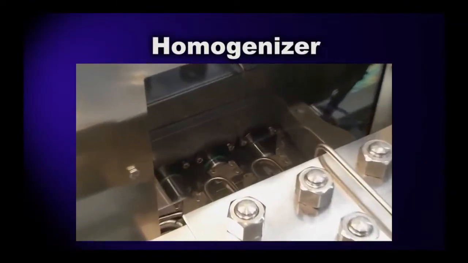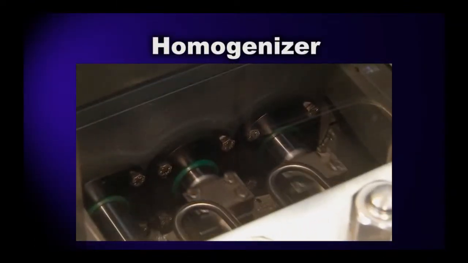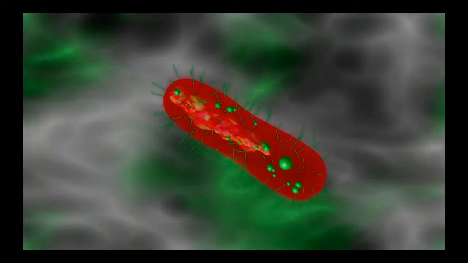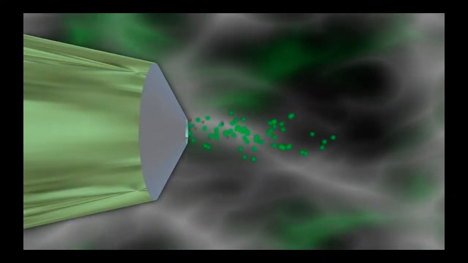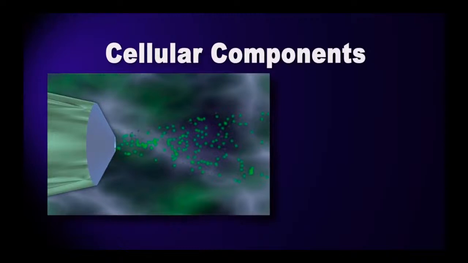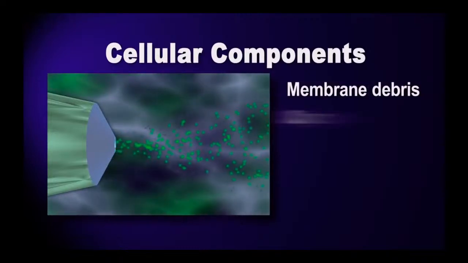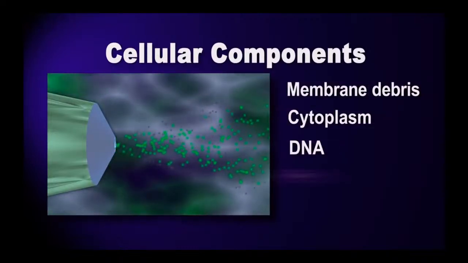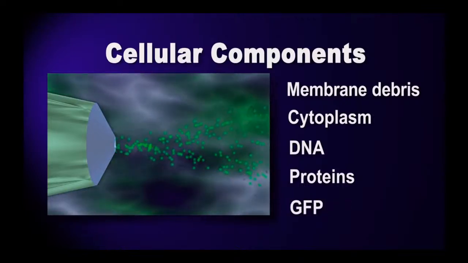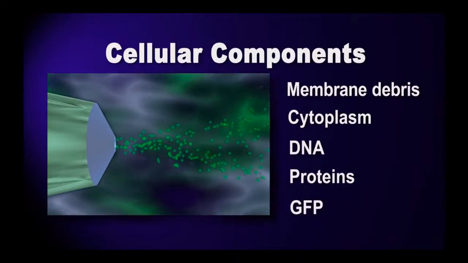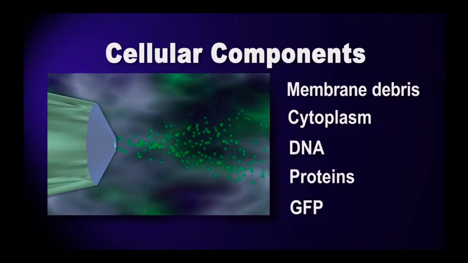Back in recovery, our harvested cells from fermentation were homogenized. Our target protein was inside each cell, so to get at it, the cells had to be ruptured. Homogenization freed a flood of cellular components, including membrane debris, cytoplasm, DNA, and proteins, including our target protein, GFP, and they were all mixed into the buffering solution used to suspend the cells.